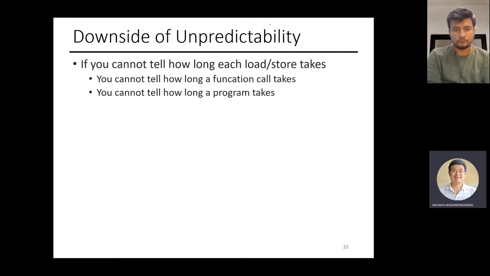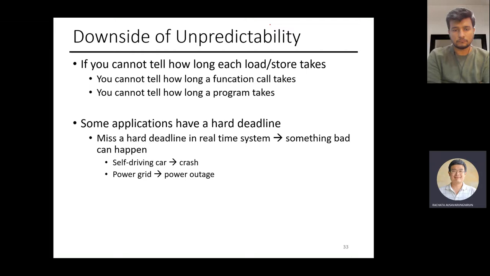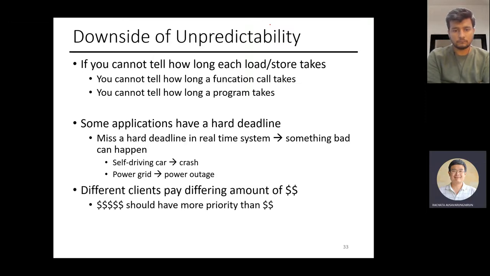What else? If you have unpredictable latency, as we already mentioned, if you have a self-driving car, things would crash. If you have a power grid, for example, there are many of your friends here in the EC program that are still working in electric power systems, right? If you have a large power grid and you cannot respond to the hard deadline, a power outage can happen, which is bad. You can be running cloud services and manage the predictability of how long my task would take, right? Then you can charge different clients different amounts of money. The people that pay more money should have more priority than people who pay less money.